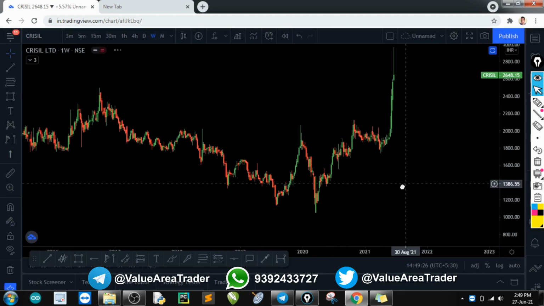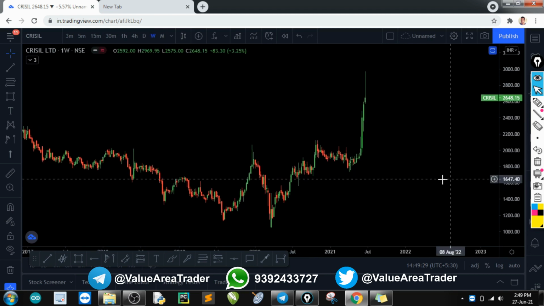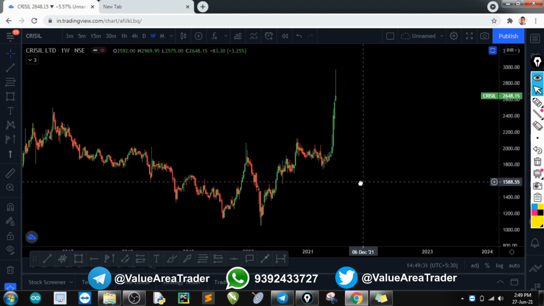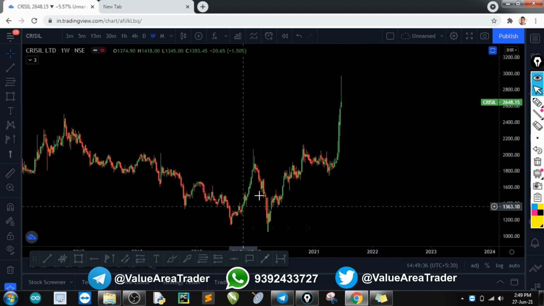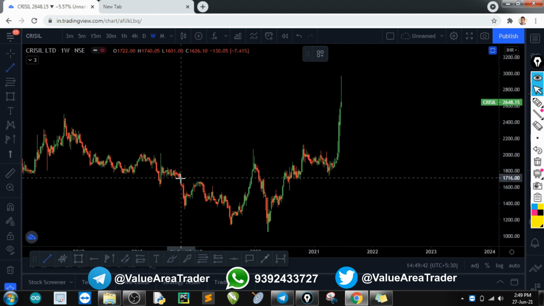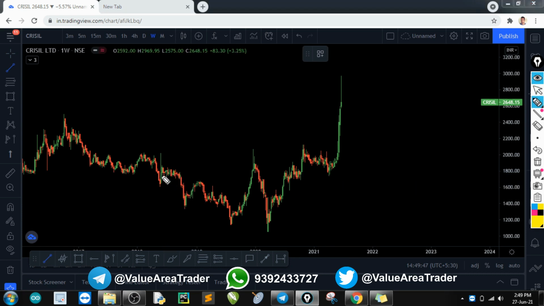Let's say Crisil. The moment I see a stock like Crisil, I think it will take time for you to understand how to spot that particular inverted head and shoulders. But I can directly do this. From this point, there was a shift. As you can see, this is the consolidation. From this point, the downfall started. So this is the fall which made the left shoulder, and then this is the head, and this is the right shoulder.